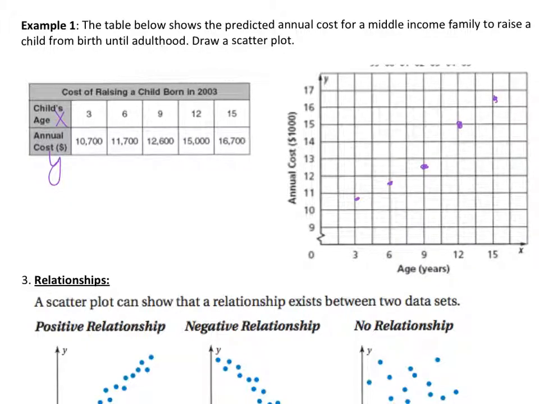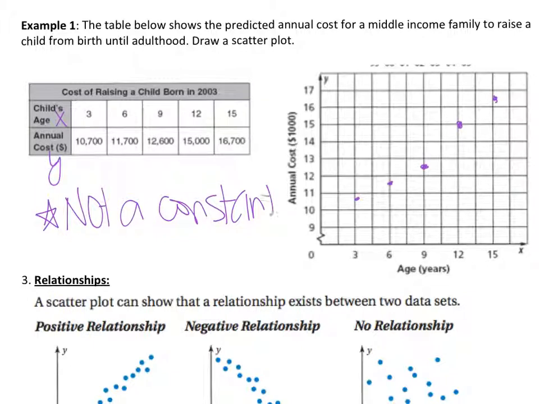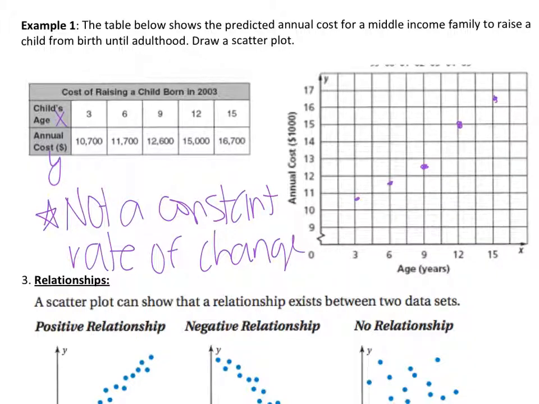So looking, we plotted the points, and that is it. We are not connecting them. We're just making a scatter plot. And note that it is not a constant rate of change. So there is no slope. So no slope. So we're not going up 1,000, over 3, or anything like that. There is no slope for a scatter plot.